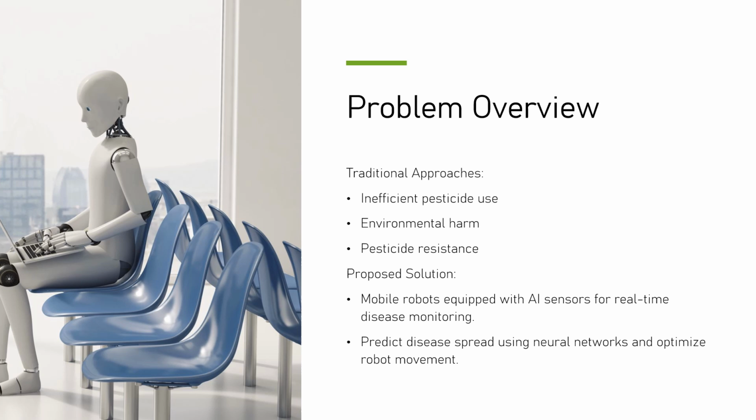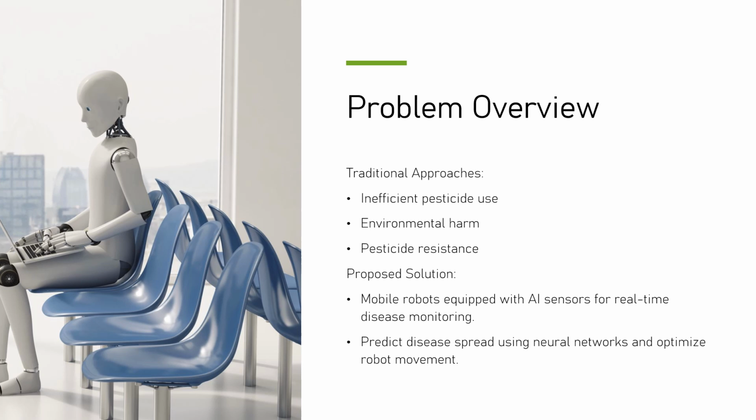Problem overview. So here we are discussing some of the inefficient pesticide uses. Traditional methods involve uniform pesticide spraying across the entire fields, which can be inefficient because some of the crops which are not diseased can also get that pesticide, and that is not good for them. And also spraying that much pesticide is not environmentally good.